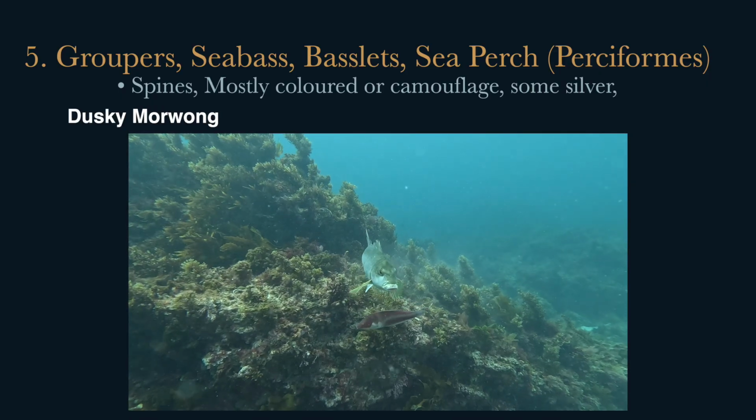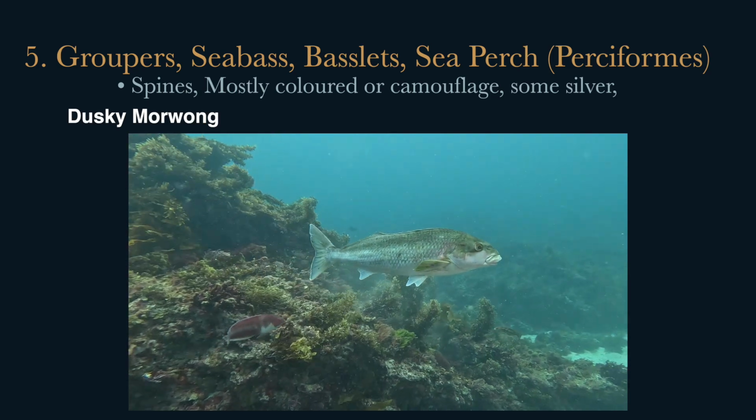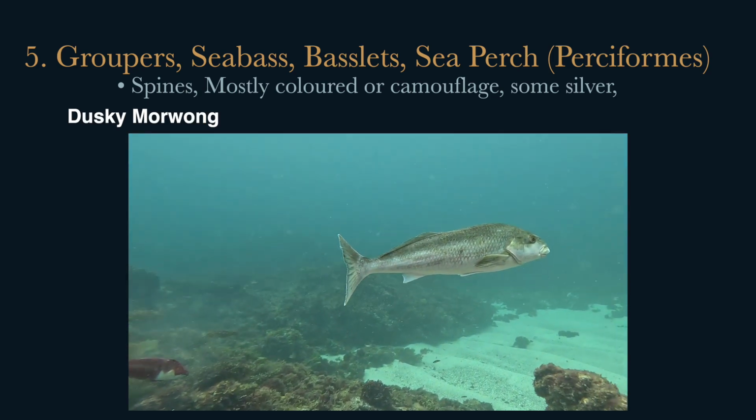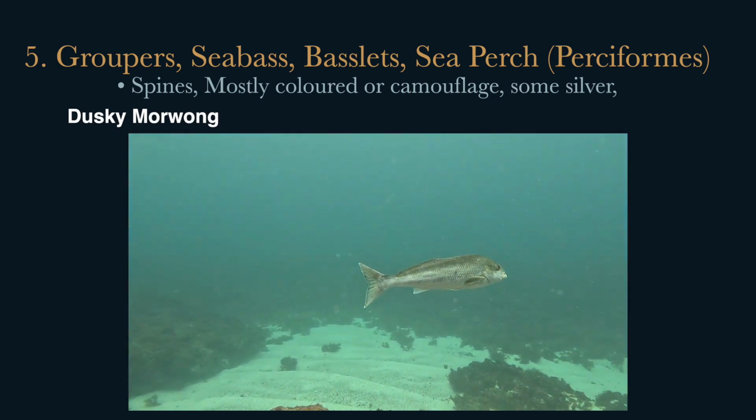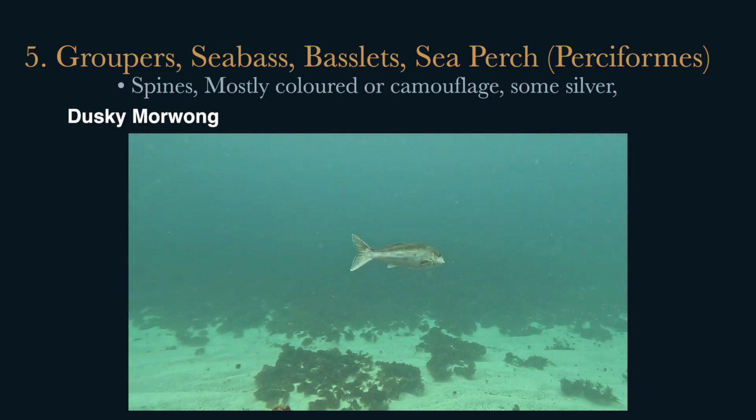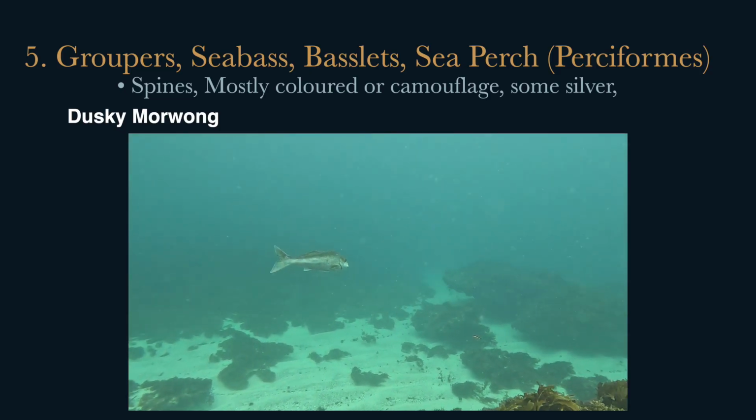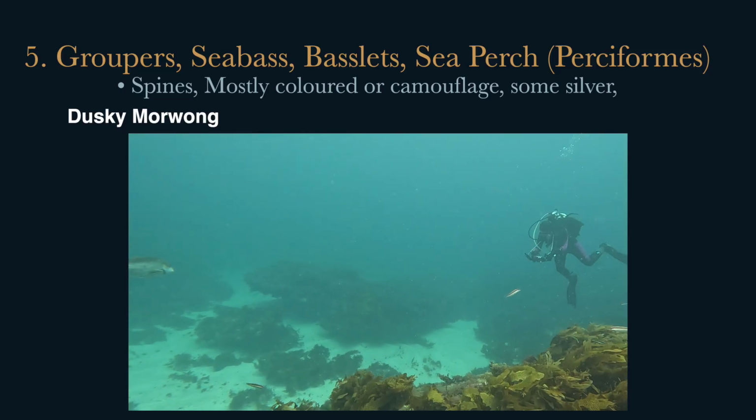Dusky morwongs can grow quite large, up to 1.2 metres. They like to live over rocky reef and seagrass in the temperate zone. They are large, big silver fish with big lips and will often let you get quite close to them and then back away.